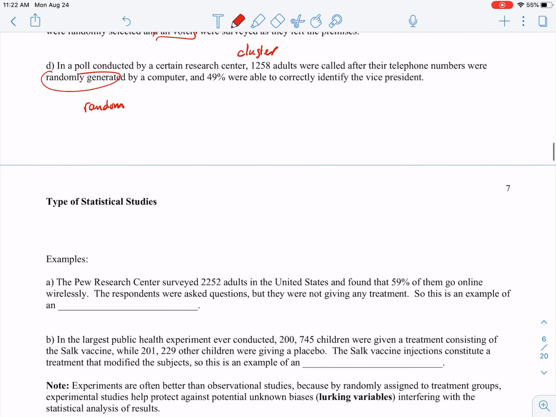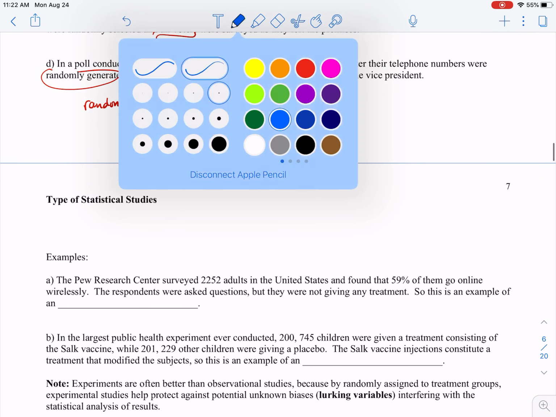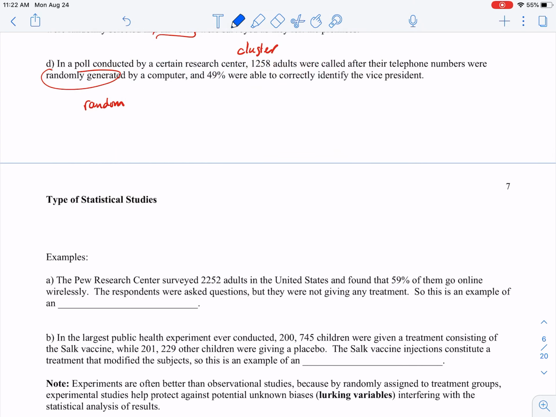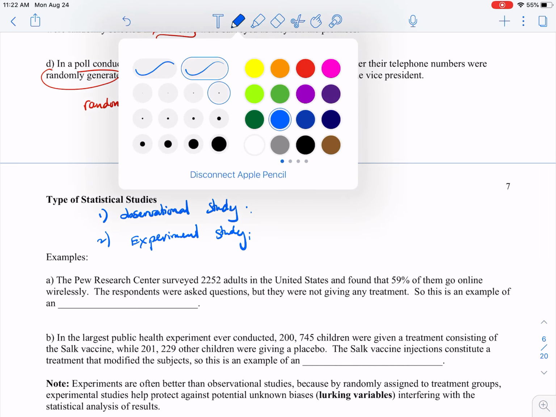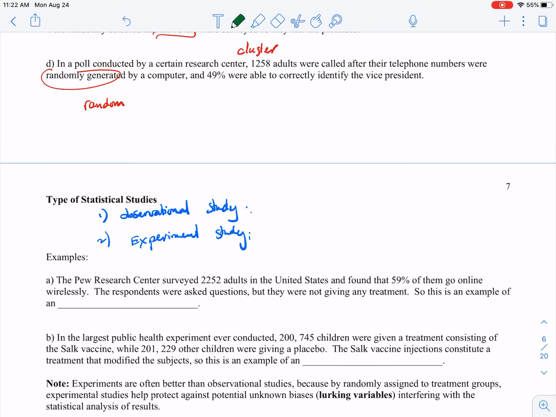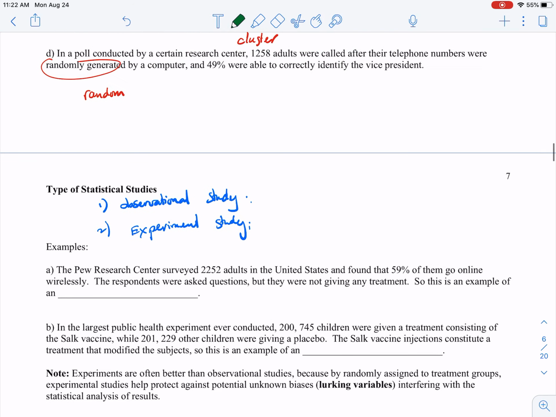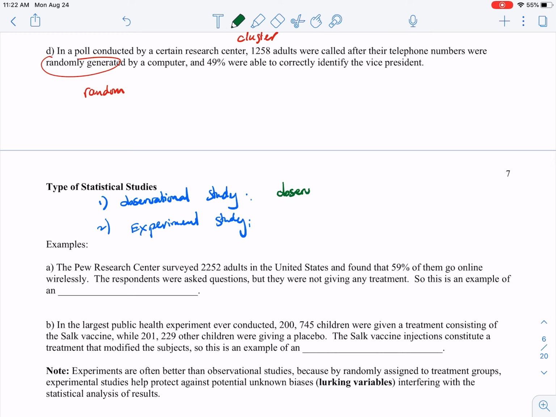Moving on to types of statistical studies. There are two types of study. We have the observational study and then we have the experiment study. So observational studies are just like the name: you observe, you collect data, and you record. That's it. There's no modification at all. So observe and record data. That's it.